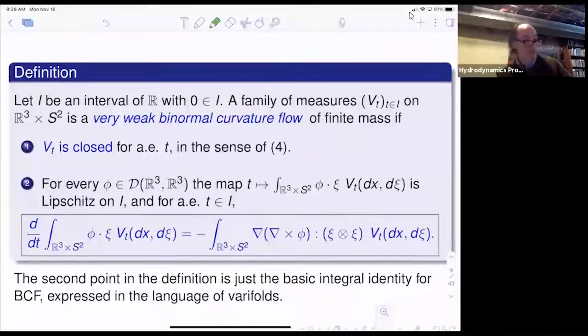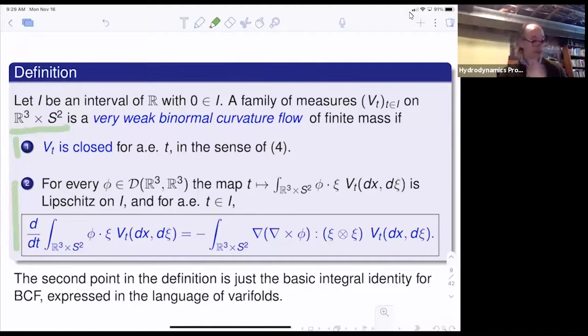And so a very weak solution is, well, I always want to impose two conditions. I'm always considering measures on R3 cross S2. So these oriented varifolds are the class of objects within which I'm working. I always ask them to be closed. I'm considering closed curves. And I always ask them to satisfy this identity, where I've taken the basic identity, which tells me how a binomial curvature flow acts on a test vector field, and I've rewritten it in the language of oriented varifolds.